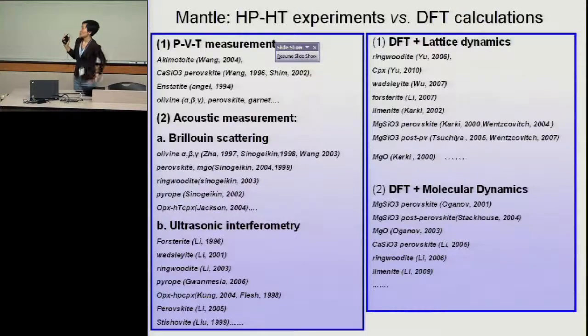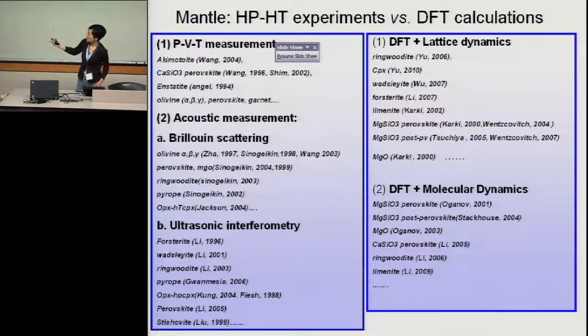So then look at the experiments and the calculations. We have quite a lot of information about the major minerals. The experiments are limited. We have to recognize that a lot of measurements are not along the geotherm, and we need calculations to help us extrapolate to the mantle model. Then from the DFT, you can see that for the high temperature thermal equations of state, there are major minerals.